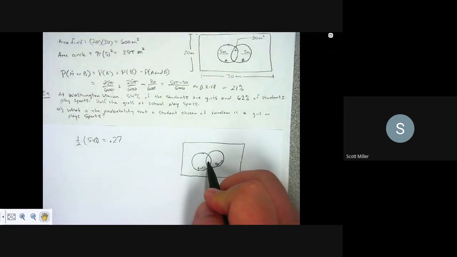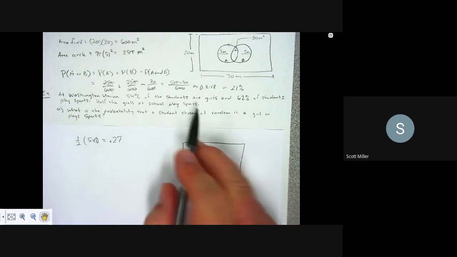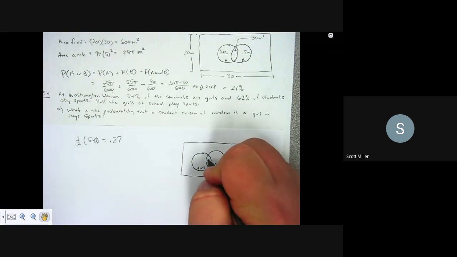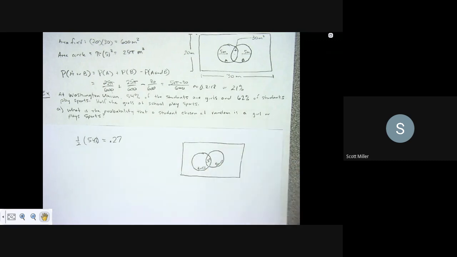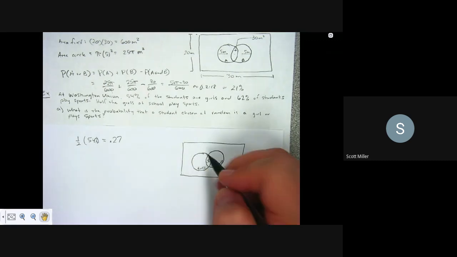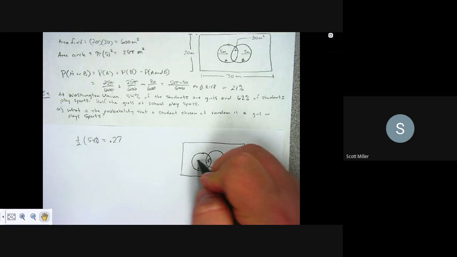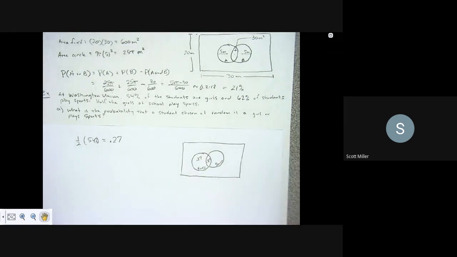This is where the girls who play sports. Half of the girls play sports. So this is 0.27, which means this is the other half, the girls who don't play sports.